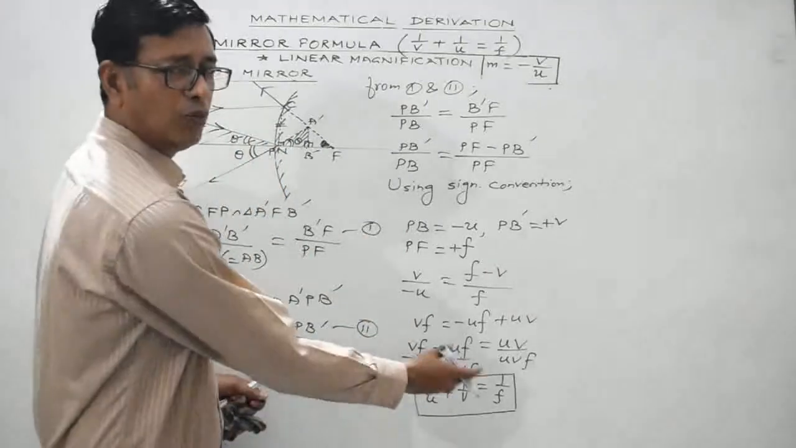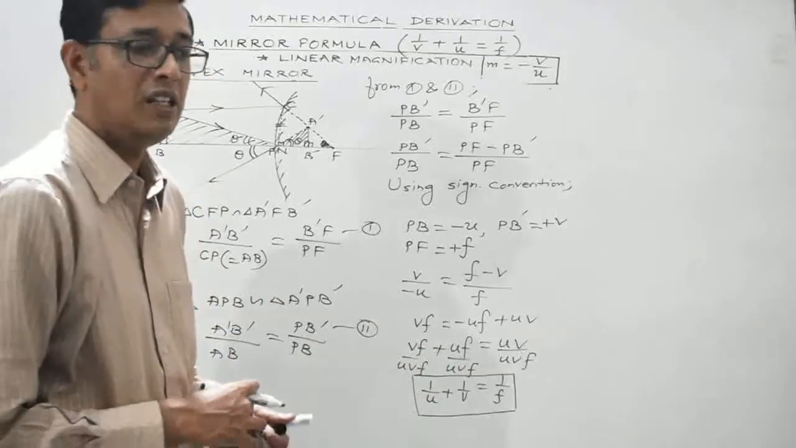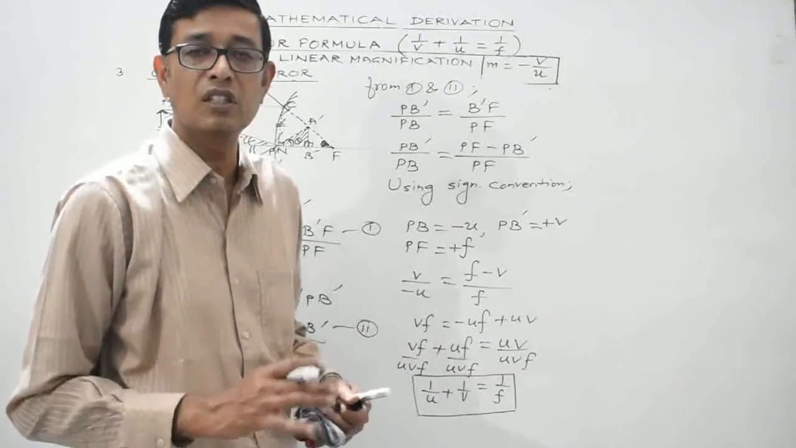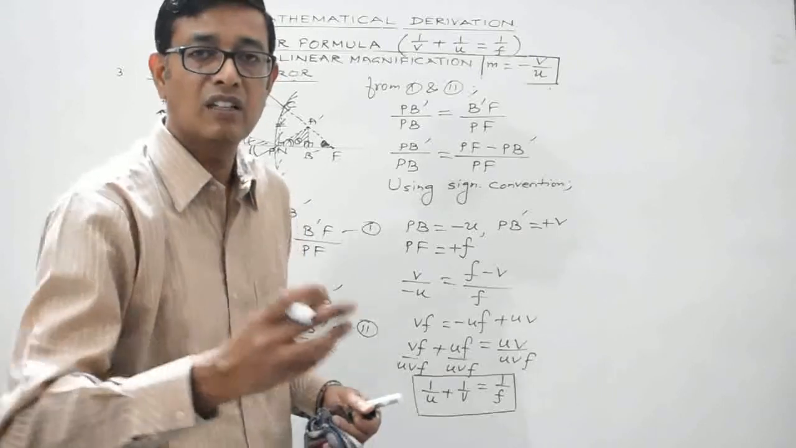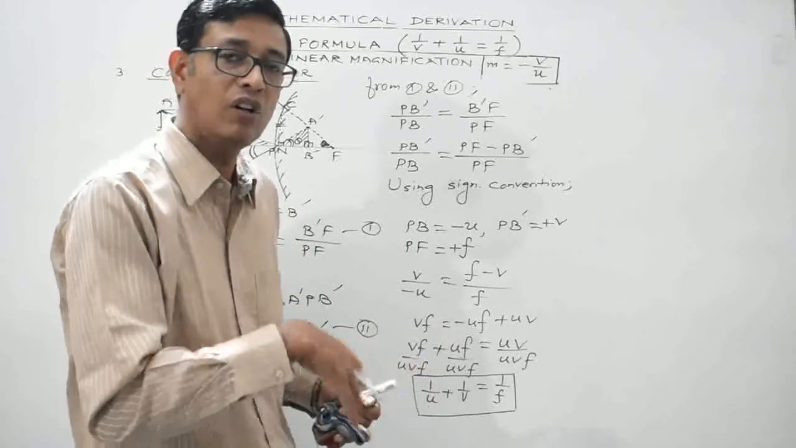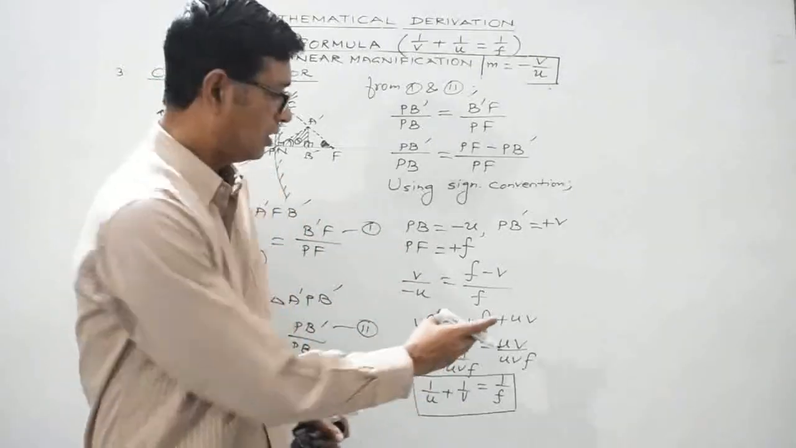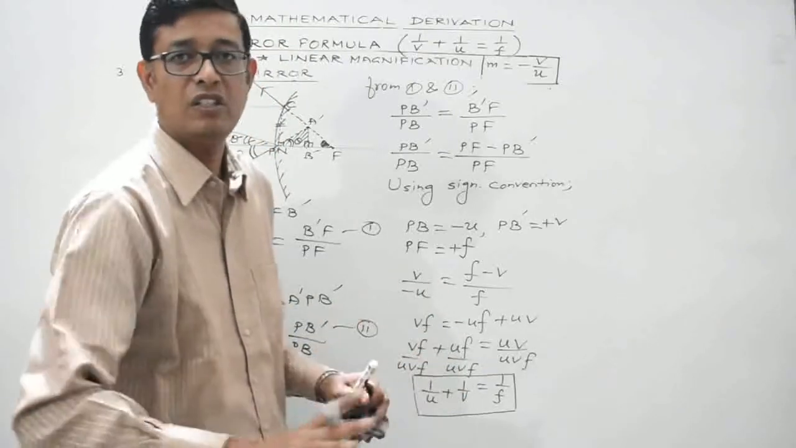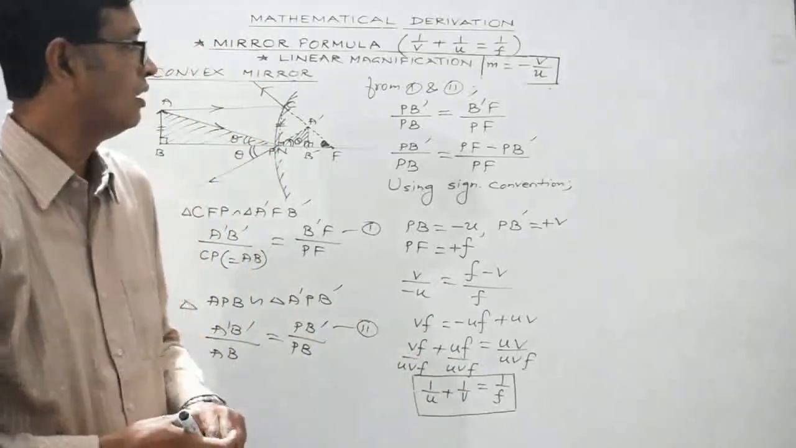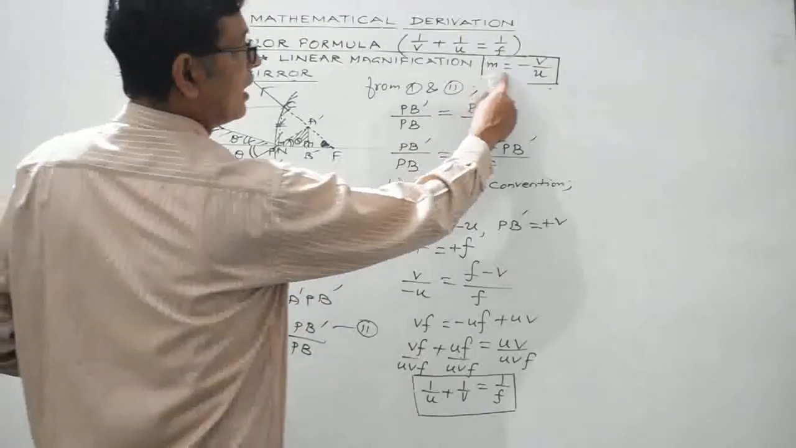Right? So the formula remains the same. It is immaterial whether the mirror under consideration is of converging nature or diverging nature. This formula holds valid for each and every type of mirror. Right? So we can derive the magnification formula as well.